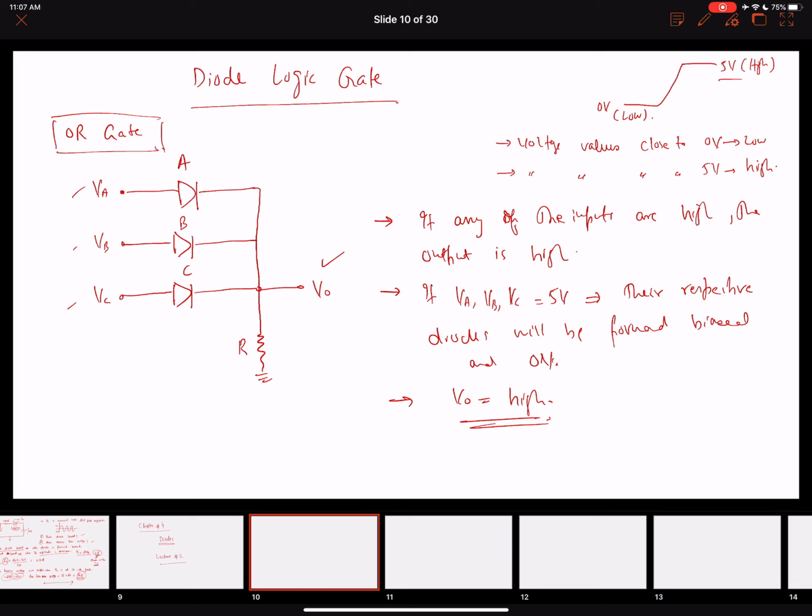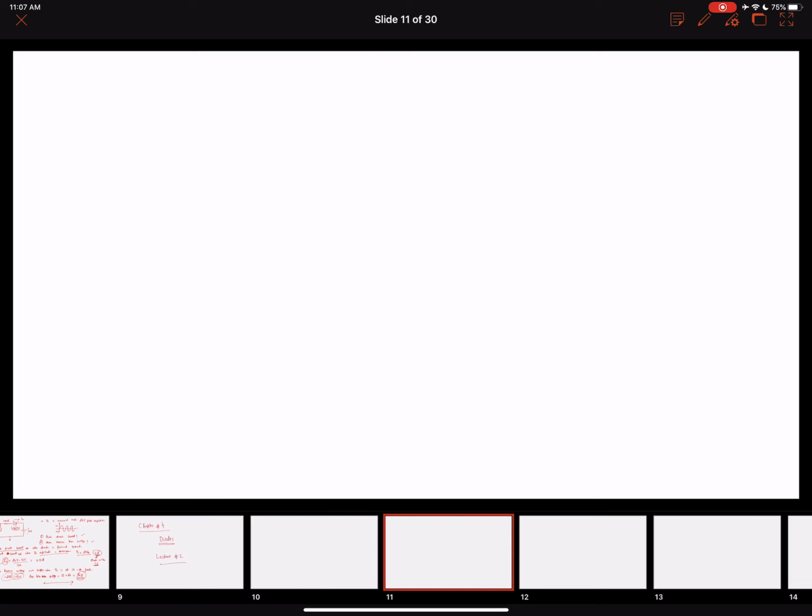Now let's do a slightly more complicated gate, an AND gate. Our output is only high when all inputs are high, otherwise the output will be low. So let me make a circuit first.